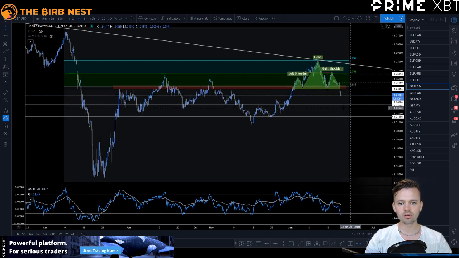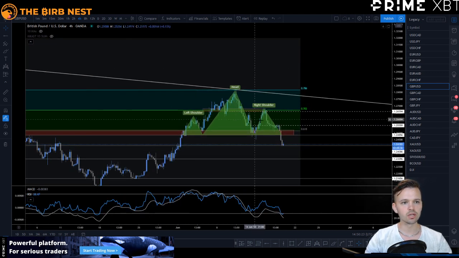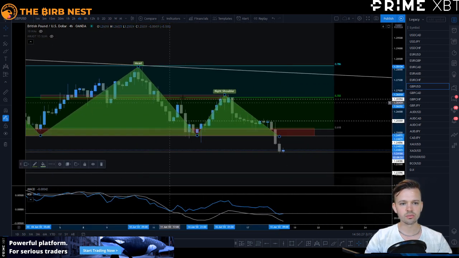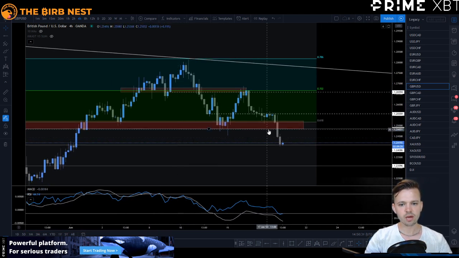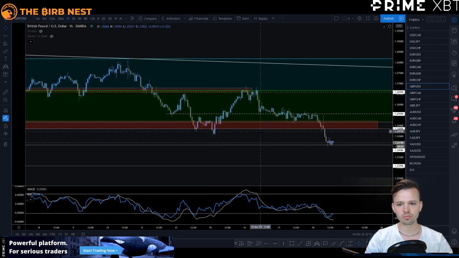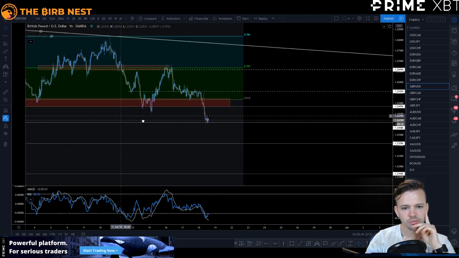Now, where do you want to enter and where do you want to take profits? Well, let's see. I'm looking for a rounded retest, we can remove the head and shoulders, you know how it looks, right? So I'm looking for a rounded retest of the last lows pre-breakout, and where would that be?